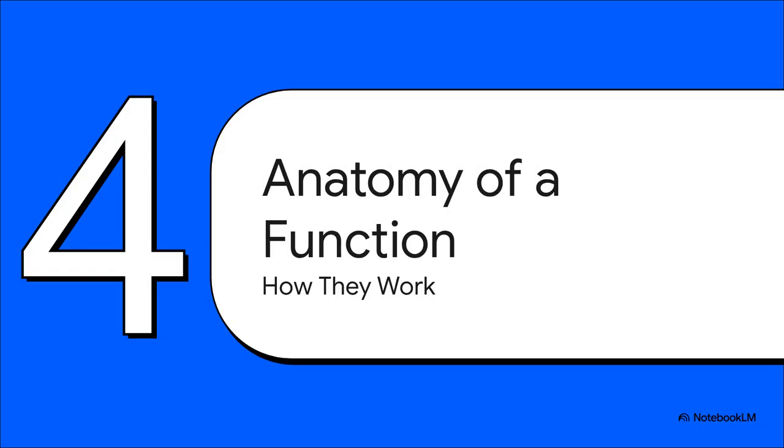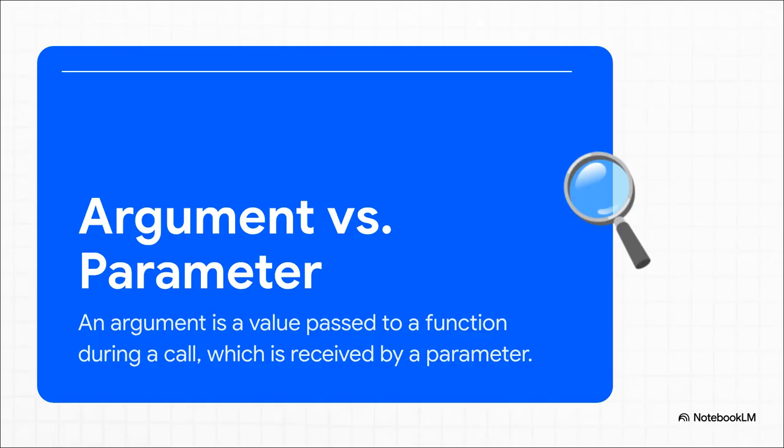All right, so we get the why. We know functions are awesome, but how do they actually work? Let's pop the hood for a minute and see what's going on inside. You're going to hear these two words all the time: parameters and arguments. And honestly, it's super simple when you think about it like this. The parameter is the parking spot. It's the empty variable waiting inside the function's definition. The argument, that's the car. It's the actual value, the actual piece of data you send to the function when you call it. The car pulls into the parking spot.